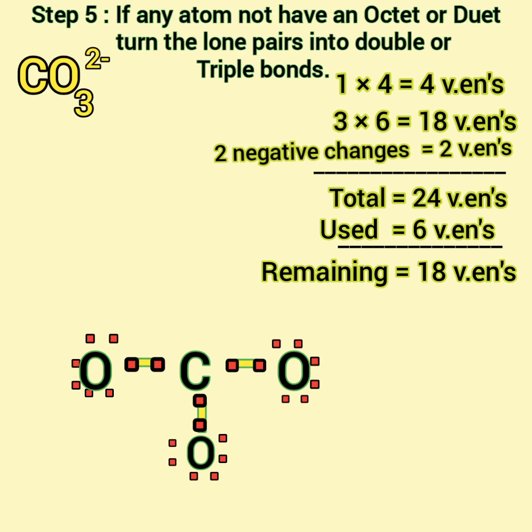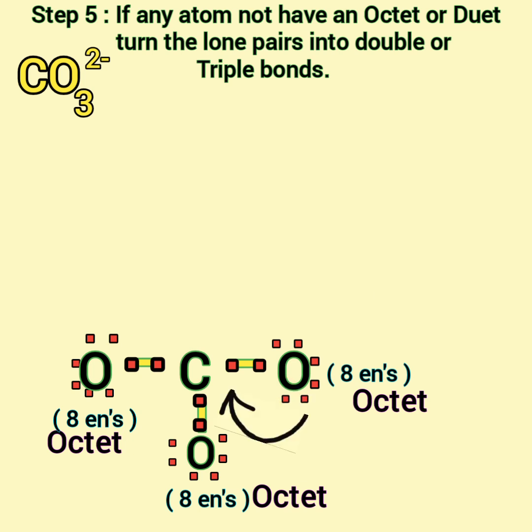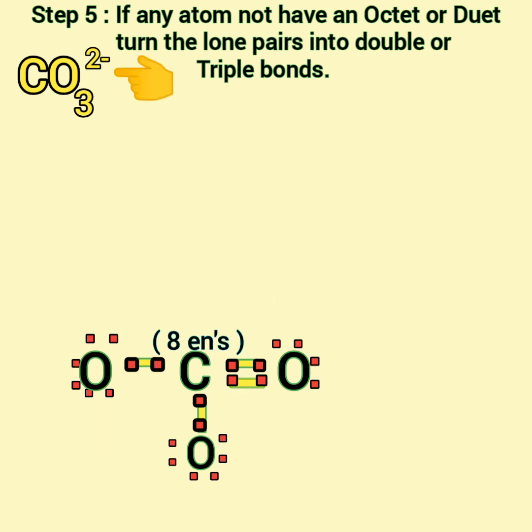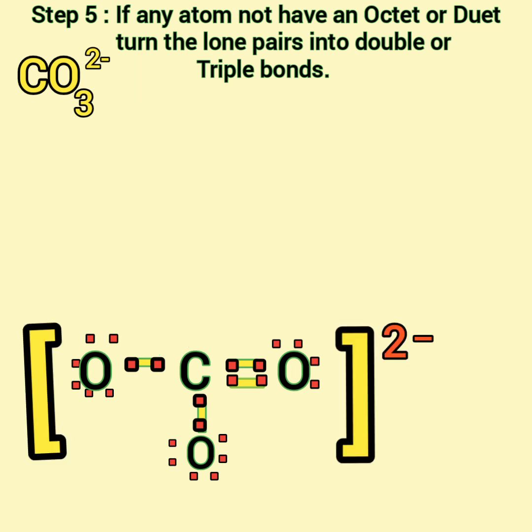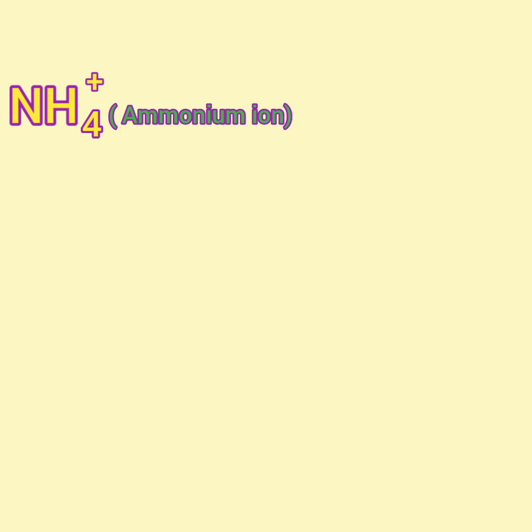Step 5. If any atom does not have an octet or duet, turn the lone pairs into double or triple bonds. Here, all the 3 oxygen atoms have a stable octet, but the central carbon only has 6 valence electrons. In order for carbon to get an octet, one of the oxygen atoms shares its lone pair with the carbon atom. Now, all atoms have a stable octet. Here, in this molecule, we have a 2 negative charge. We put it outside of the square brackets, which means our Lewis dot structure of carbonate ion is now complete. The next molecule is ammonium ion.